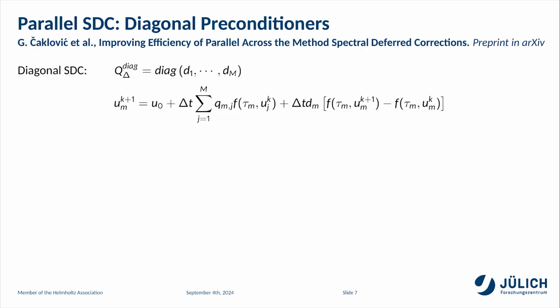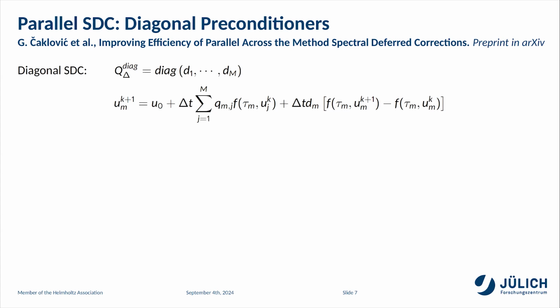Now, if we want to talk about parallel SDC: SDC can be parallelized across the method. For SDC, we introduce a number of nodes, and the number of nodes is equivalent to the number of stages in a Runge-Kutta method. But the difference here is that SDC is an iterative method. That means for every node, which is equivalent to a stage in a Runge-Kutta method, we have an iterative process.